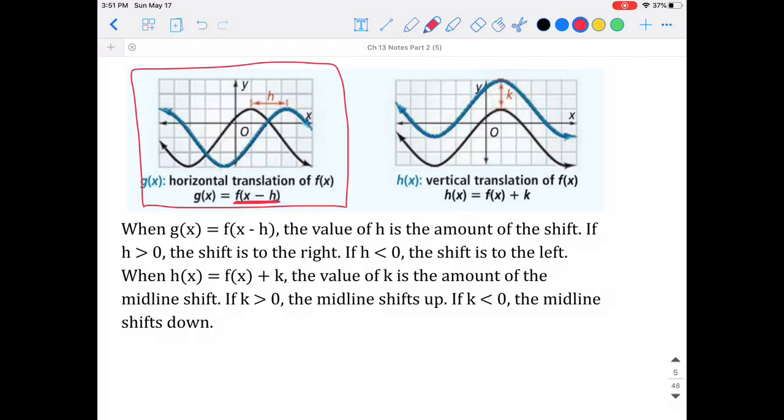And when h of x equals f of x plus k, the value of k is the amount of the midline shift. If k is greater than 0, the midline shifts up. If k is less than 0, the midline shifts down. So now our vertical shifts are telling us what our new midline is. And that's this graph on the right. If k is greater than 0, we're going up. If k is less than 0, we're going down.